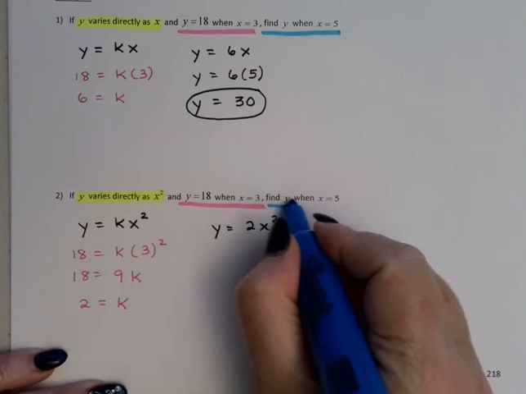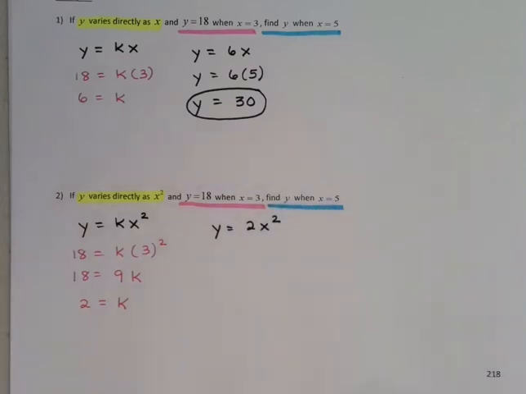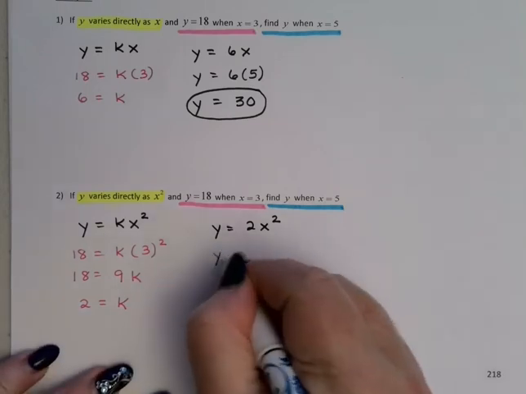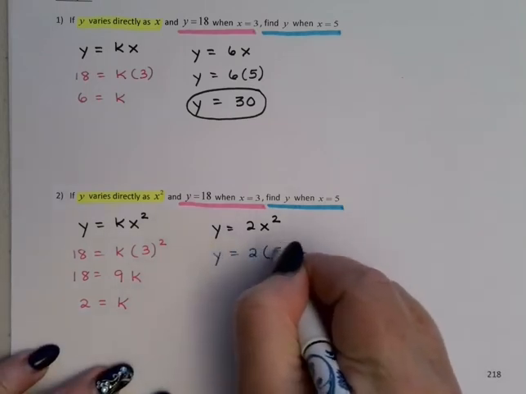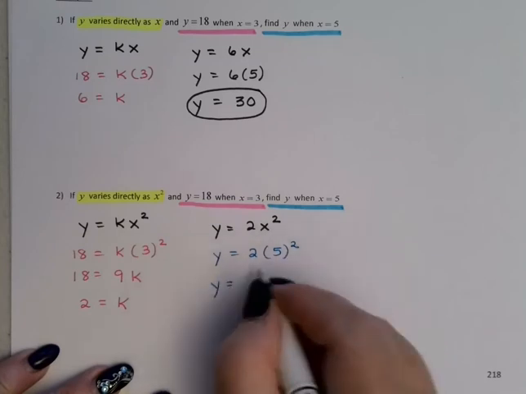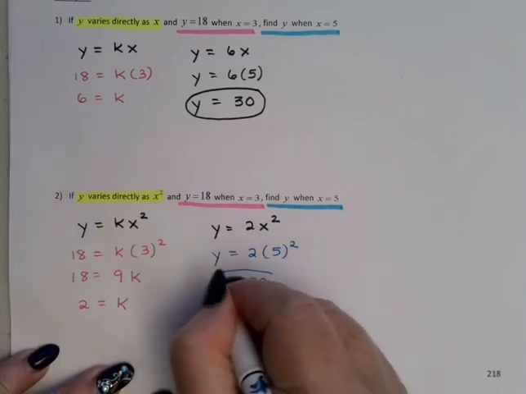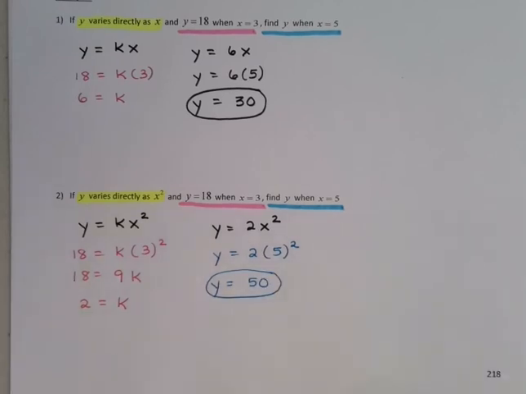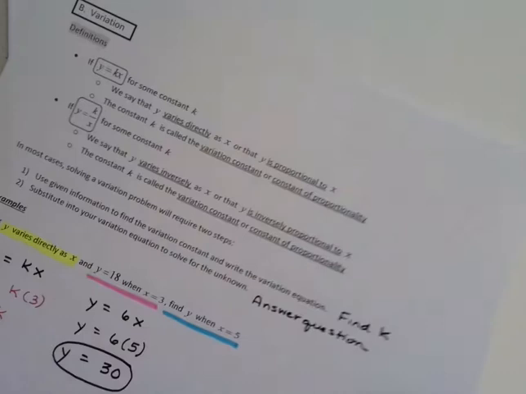To finish, I need to find y when x equals 5. So I'll just plug in x equals 5. And 2 times 25 is going to give me 50. All right, let's try a couple more.